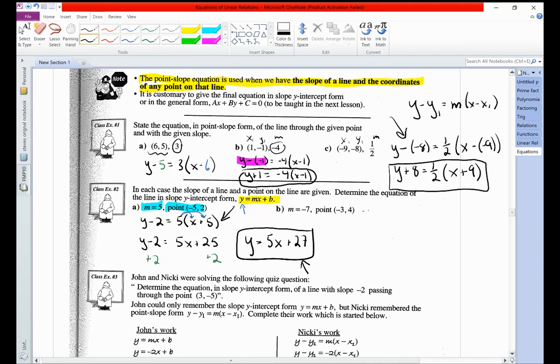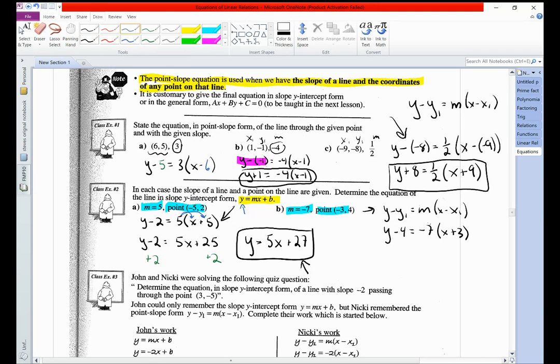Let's do the next one. So we're given a point and a slope, so that is going to tell us that we need to write our equation in point-slope form, which is y minus y1 is equal to m times x minus x1. So we're going to plug those numbers in now. y minus 4 is equal to negative 7 times x minus negative 3. So if we're going to subtract a negative, it's going to become plus 3.